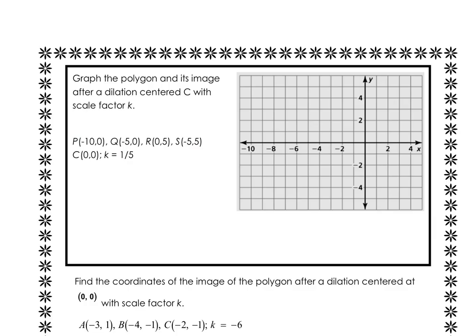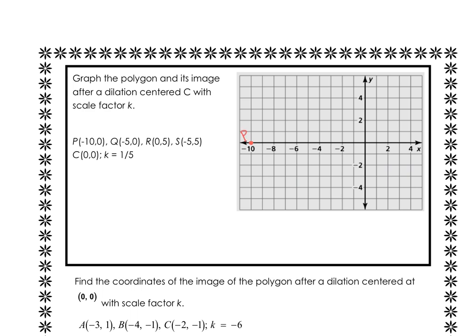All right, on the back side of the page, it says graph the polygon in its image after a dilation, centered C with scale factor K. So they give us our 4 points, P, Q, R, and S. We're going to start by graphing those. P is at negative 10, 0, so we're just going to the left 10. And make sure you label it.